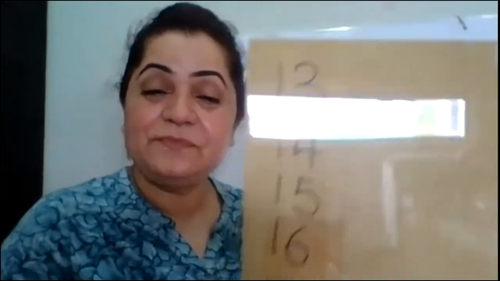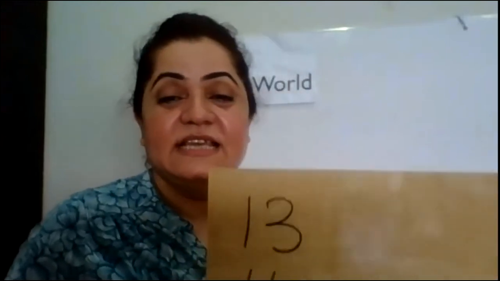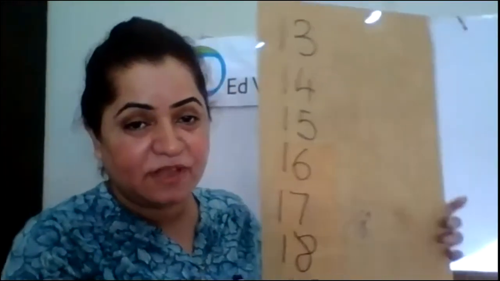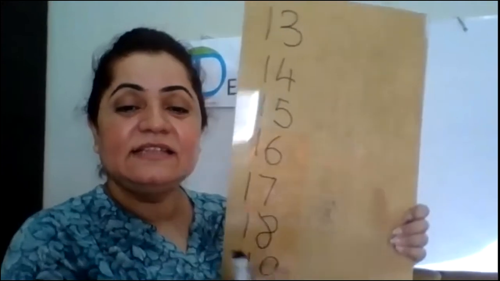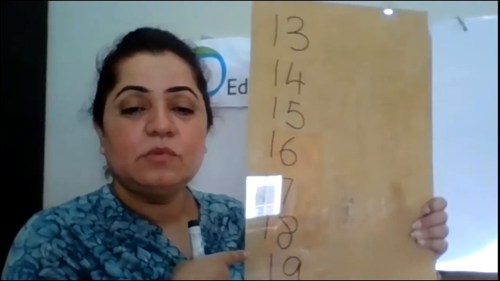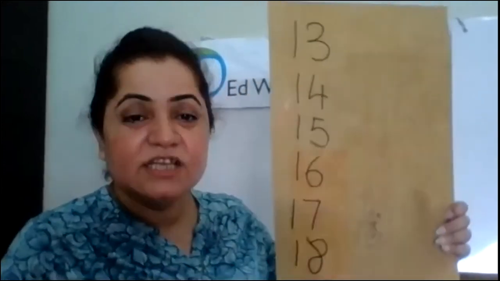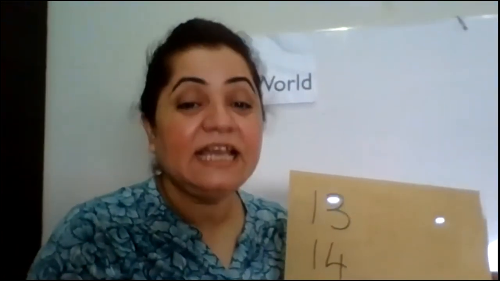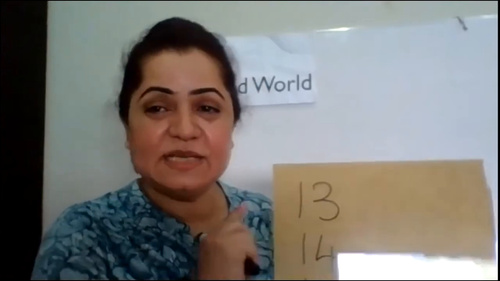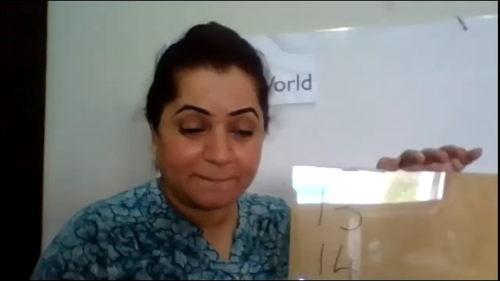Yes. So see, these are the teen numbers. The teen numbers have number 1 first and then the next number, right? They all have number 1 first and then the next number. So this is how you can recognize that this is a teen number. Yes, this is a teen number. And then why do we call it a teen number?